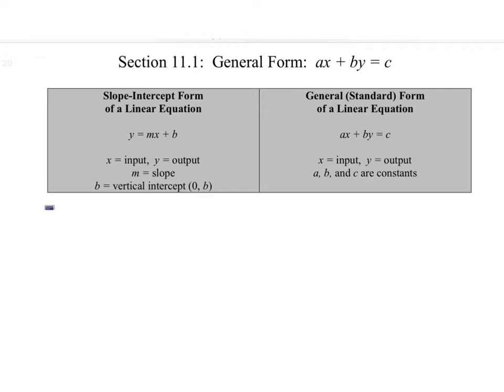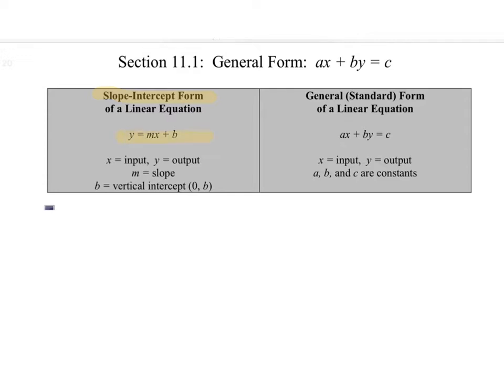Basically, what I want you to learn from this first lesson is we're going to look at the form of a linear equation, and there are two different forms of that. Last year, we focused strictly on what's called slope-intercept form, or as we know it better, y equals mx plus b. So when we refer to slope-intercept form, that's what we're talking about. Slope-intercept form is y equals mx plus b.